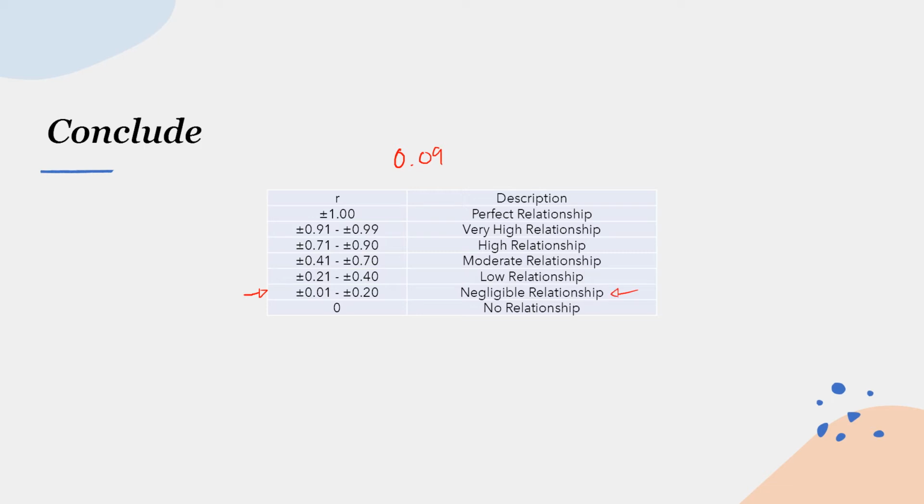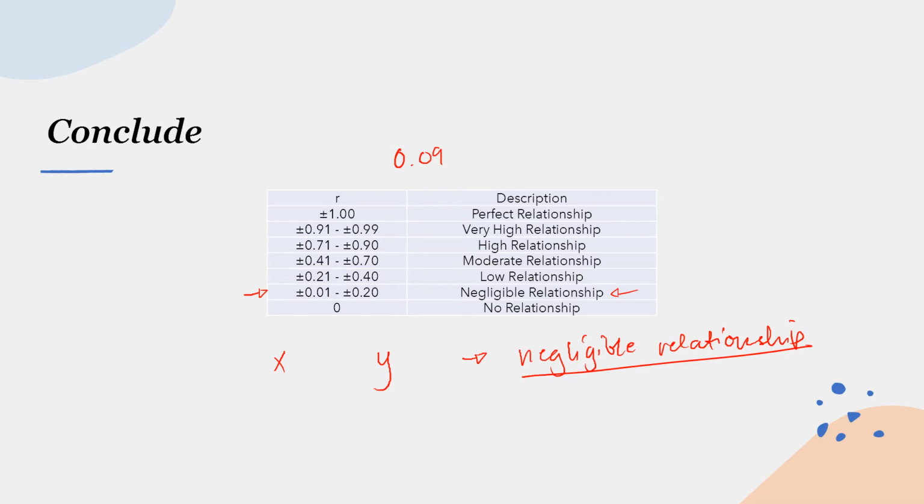Okay, so therefore, detergency and concentration has a negligible relationship. Okay, this means that they do have a relationship. However, it's not significant, or it's rather not as much of an effect as we want with each other. So that would be given a description of negligible relationship.